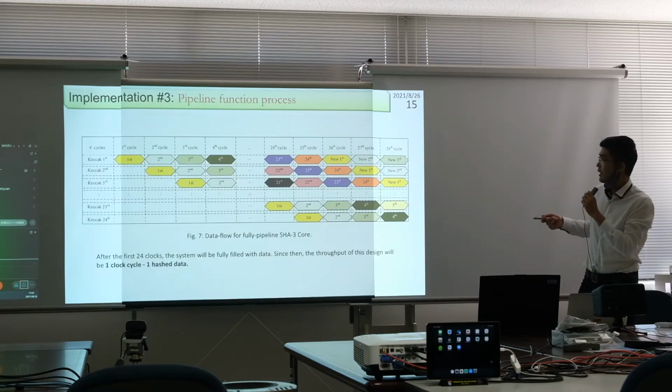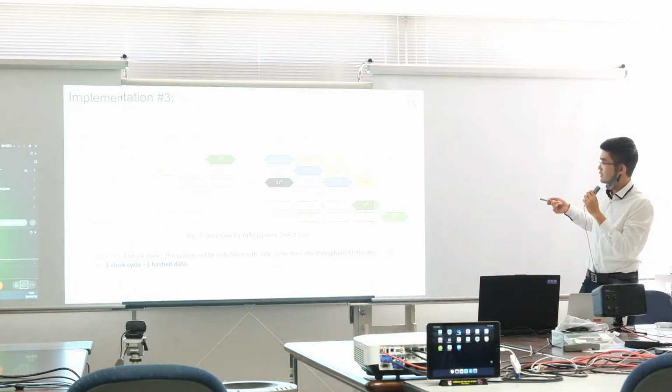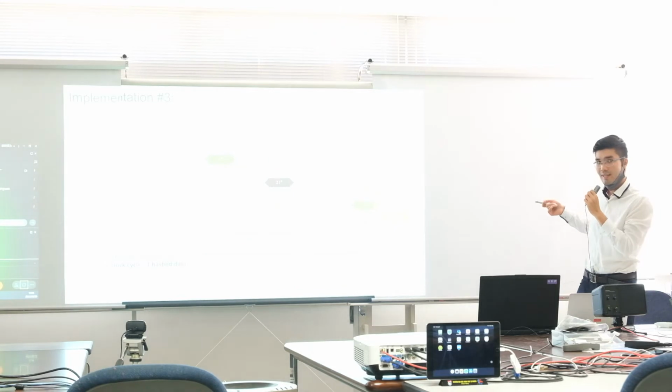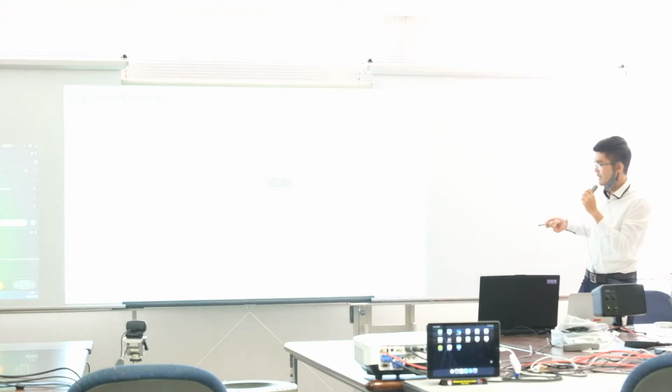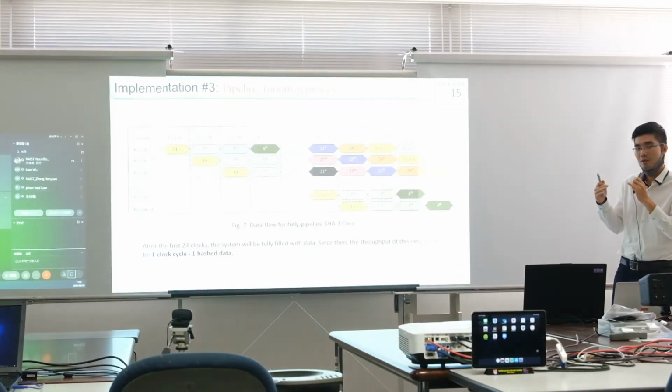And how the pipeline works: after 24 blocks, the pipeline is filled with data. So after the 25th cycle, that means there is 1 block for 1 hash of data. So you can see that instead of 24 cycles for 1 hash, now we only need 1 block for 1 hash.